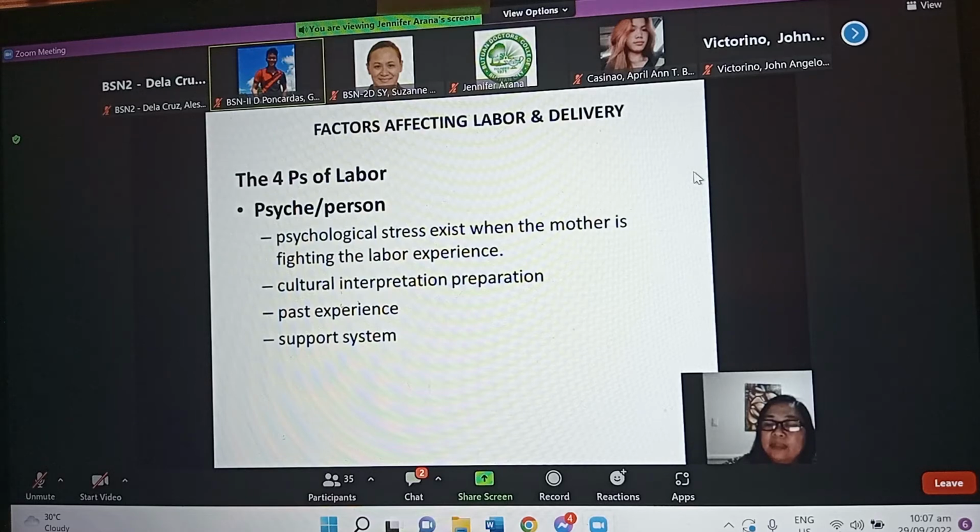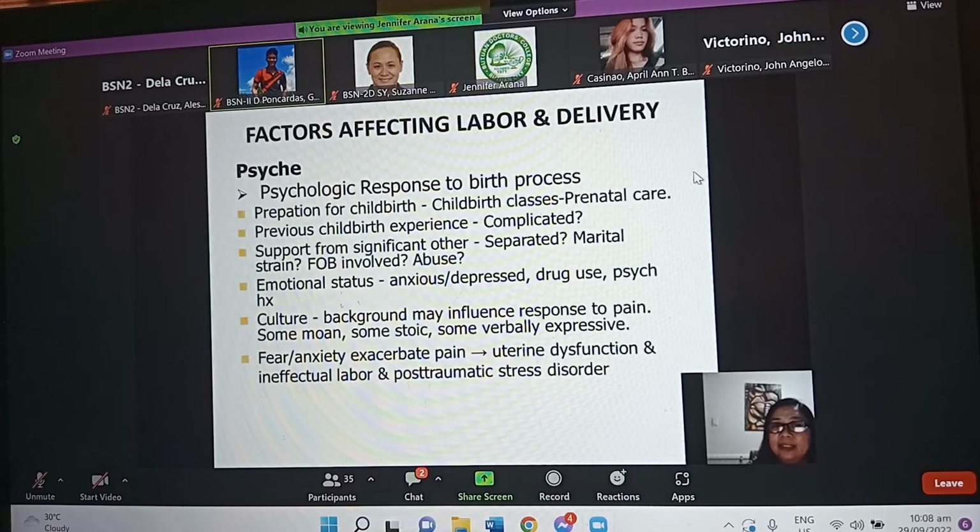Of course, especially among Filipinos, support system is very important, no? Kung taas man ang moral sa tao, kung nadiha iyang husband, kung nadiha iyang mga family members, during the time na sa stressful labor and delivery.